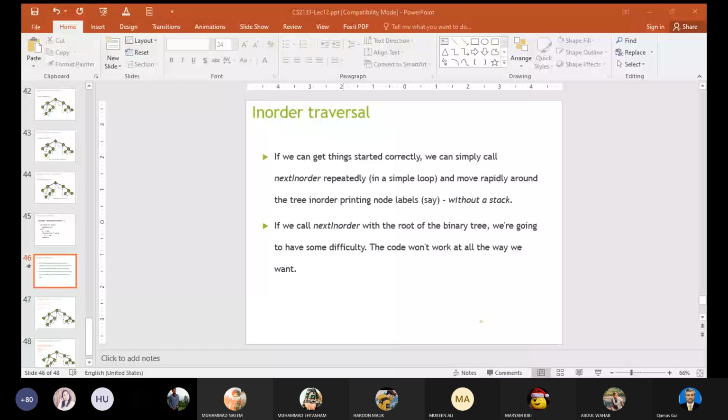Now you have another technique. Now you have to modify the next in order function, and you have to introduce this dummy node into that. You have to embed that.